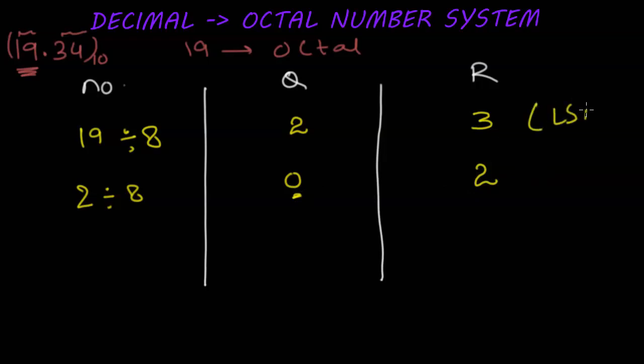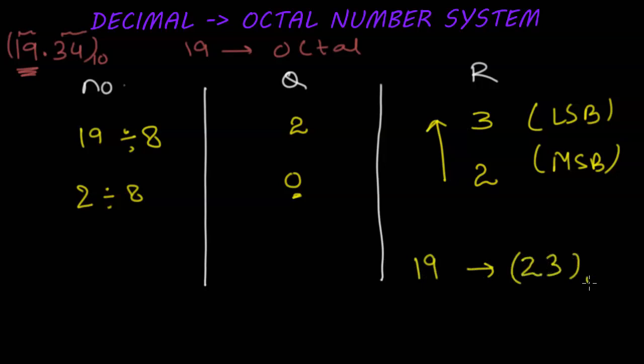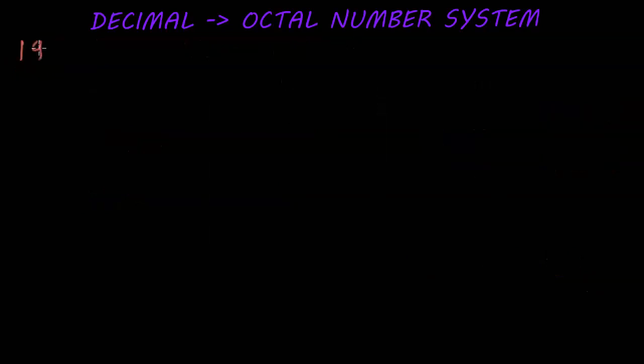So again, this is my LSB. And this is my MSB. Writing from top to bottom. So we have 19, which can be written as 23 in its octal number. Now we need to understand how to convert 0.34 into the octal number. So till now we have converted 19, which can be written as 23 in its octal form. Now we have to see how to convert 0.34 into octal number.